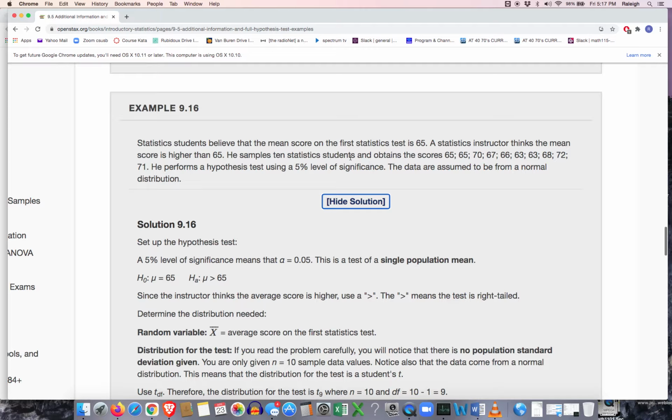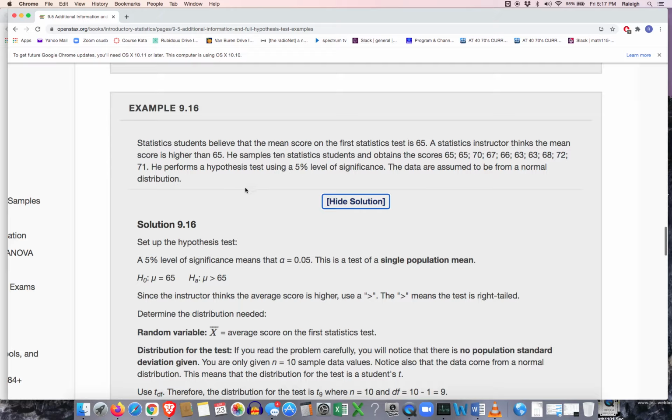Statistics students, though, in this new example, believe the mean score in their first test is 65, and an instructor thinks the mean is higher than that. And he samples, it seems like he could probably get the entire population, but he samples 10 students and records the scores. And here they are, raw data, which can be typed in. And alpha 0.05, 5% level of significance, that's what alpha is. The probability of getting a type 1 error maxes out at 5%, no more than that.